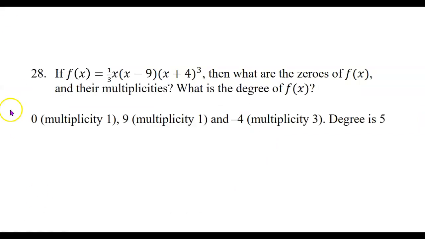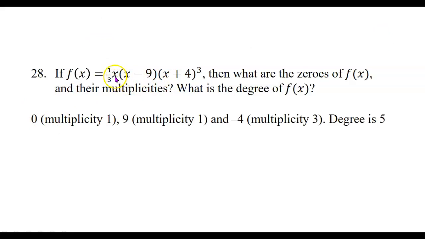Number 28, if f of x equals 1/3 x times x minus 9 times x plus 4 cubed, what are the zeros of that function and their multiplicities, and what is the degree? Well, notice we've got just an x by itself. That's like x minus 0. So one of the linear x factors is just x itself. So 0 is a 0.